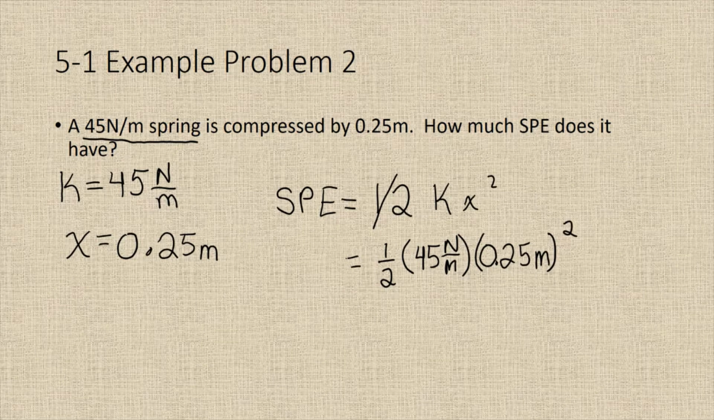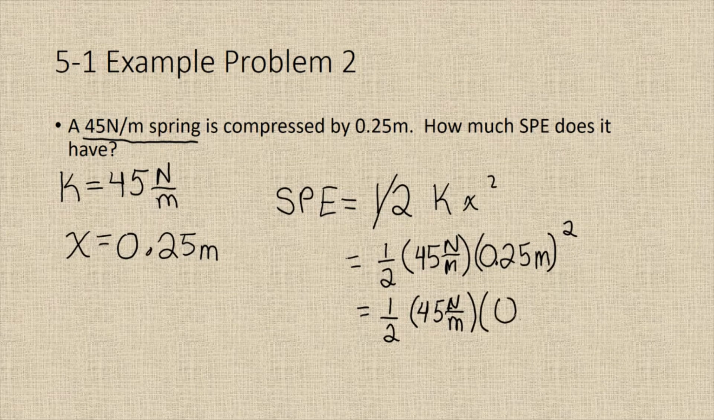squared. Now make sure you do the square first. So 0.25 squared will give you 0.0625. So the 45 newtons per meter, that pretty much stays the same. This term becomes 0.0625 meters squared.